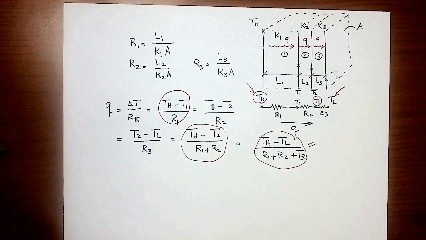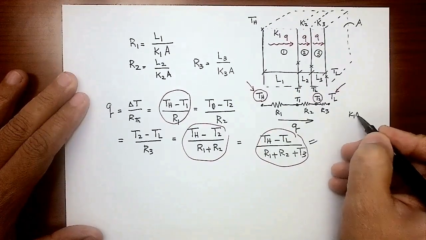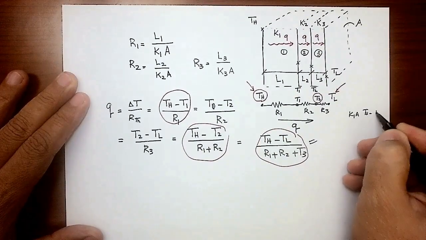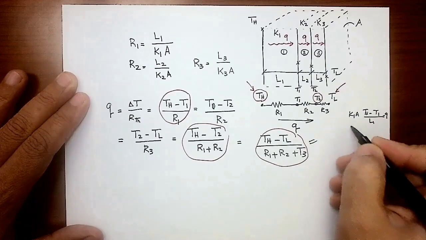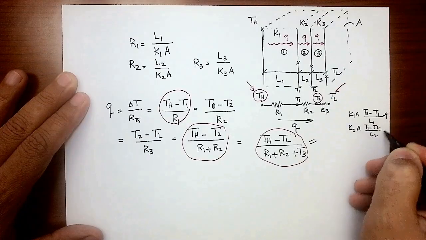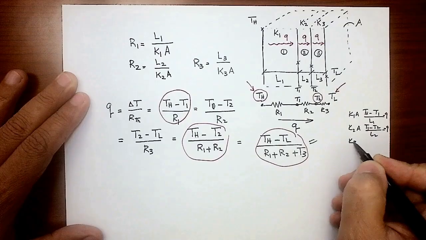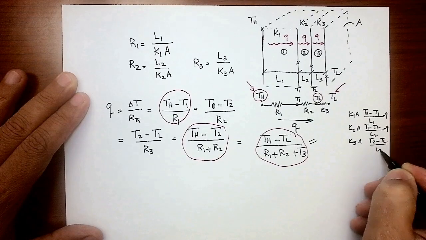So instead of now writing 3 equations, and I need to solve the 3 equations together because each equation will have multiple unknowns, right? If you write the equation for conduction for the first one, what's going to be? It's going to be K1A (TH minus T1) over L1. That's Q. The other equation, K2A (T1 minus T2) divided by L2 equal Q. The third equation, K3A (T2 minus TL) divided by L3 equal Q.